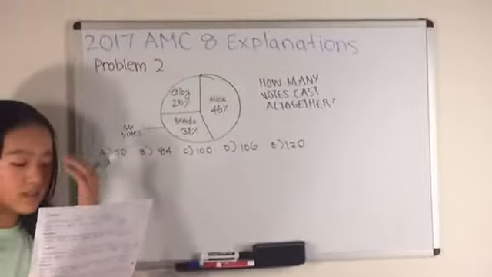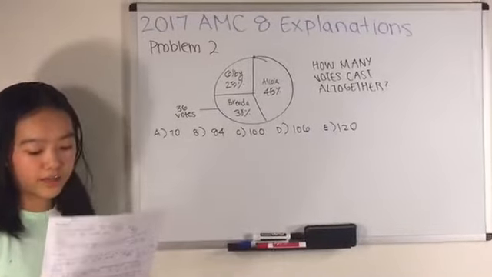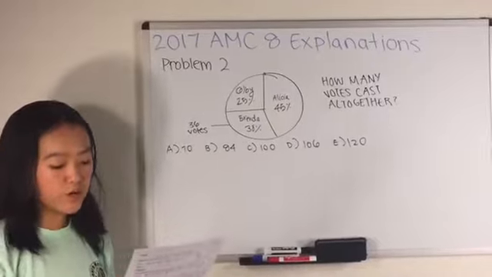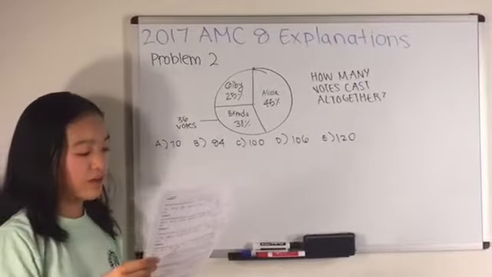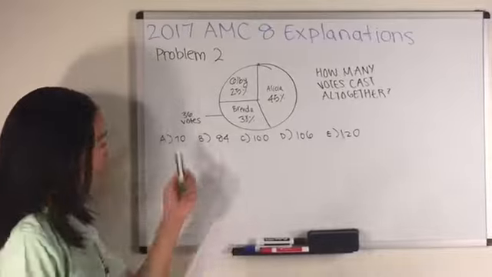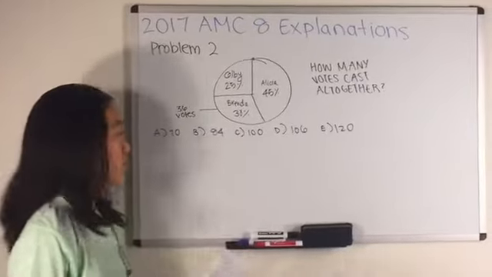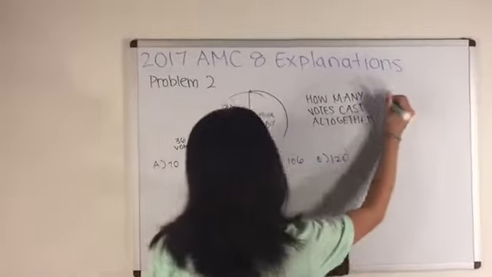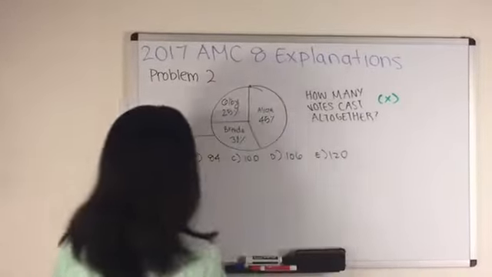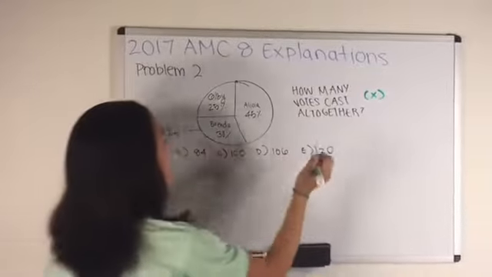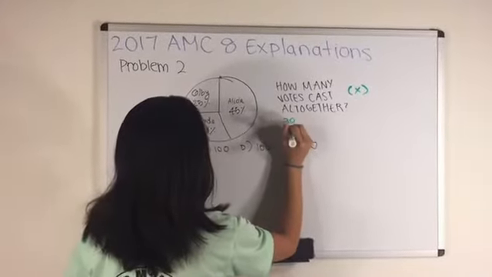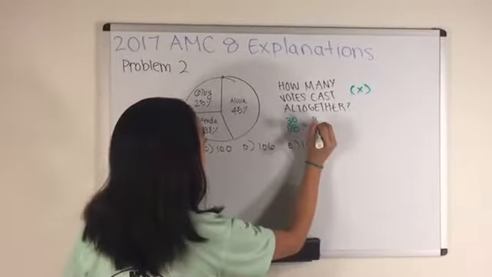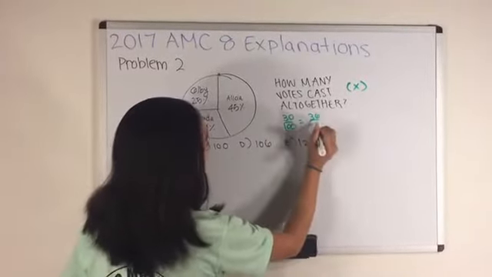Problem number 2 states, Alicia, Brenda, and Colby were the candidates in a recent election for student president. The pie chart below shows how the votes were distributed among the 3 candidates. If Brenda receives 36 votes, then how many votes were cast altogether? In this problem, we'll assume that the amount of votes cast altogether will be X. Brenda already has 30% of the pie chart, that's 30 out of 100, and that equals the 36 votes that she got out of the unknown value, which is X.